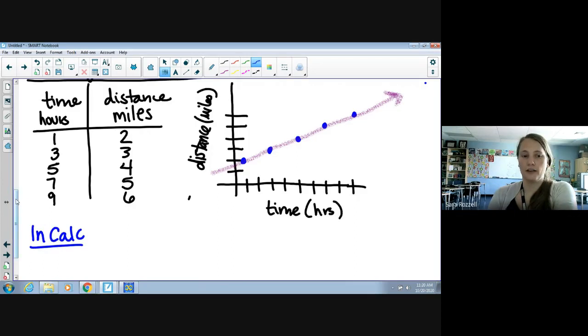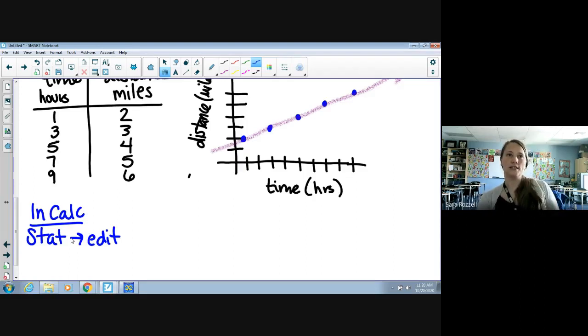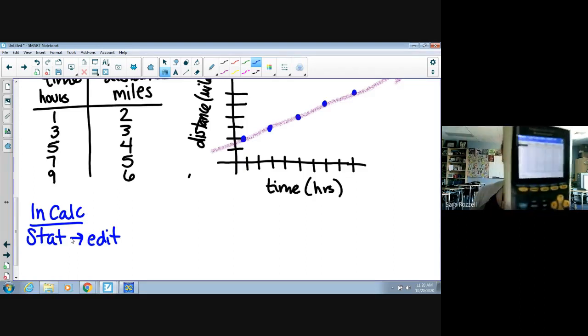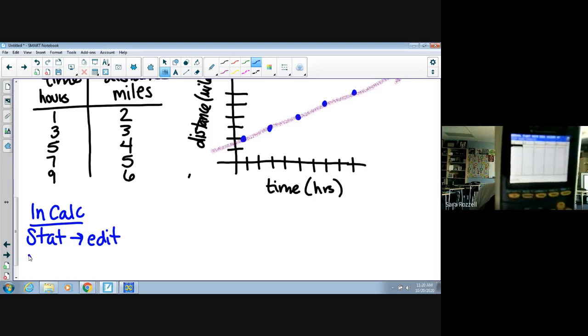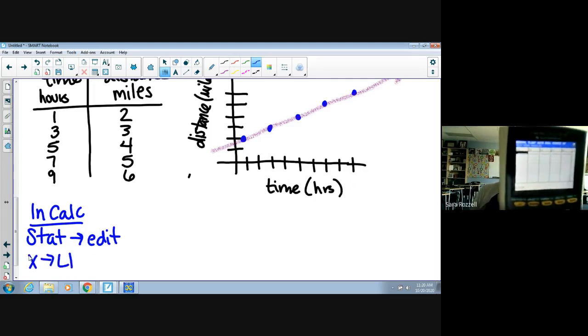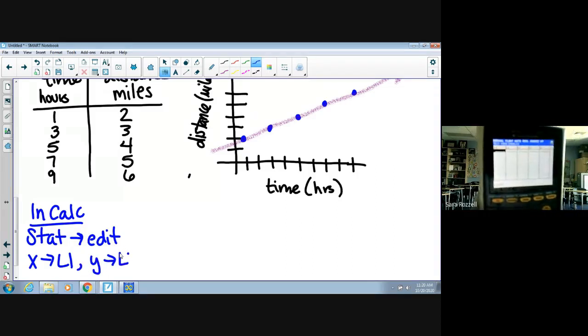So in your calculator, you're going to hit Stat. And then we're going to go over to Edit. And once you hit Stat Edit, you're going to get some lists like this. Your X's are going to go in L1. And your Y's are going to go in L2.